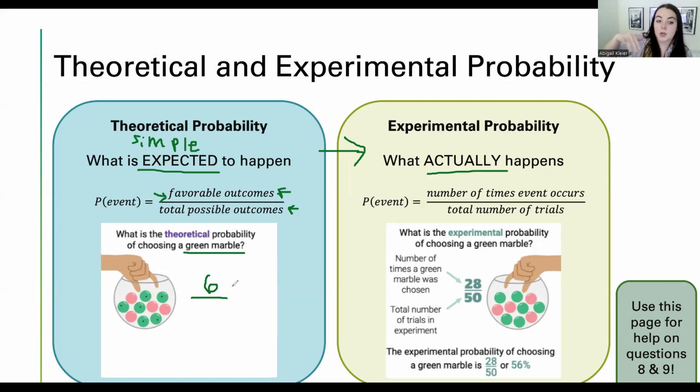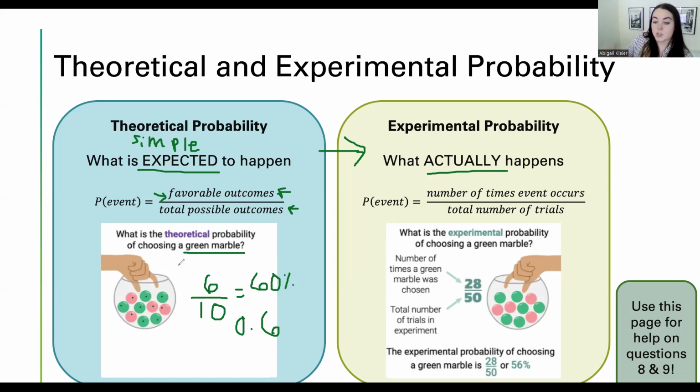And then the denominator is the total possible outcomes. So what's the total count of this marble bin? So we already have 6 green, but we also have 1, 2, 3, 4 more marbles. So in total, there are 10 possible marbles to choose from. So 6 over 10 can be simplified to 60% or 0.6. That is the theoretical probability of choosing a green marble.